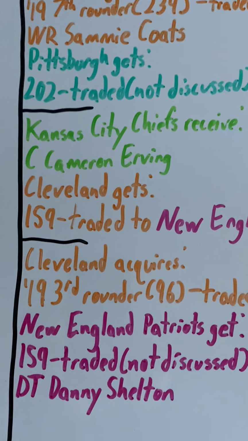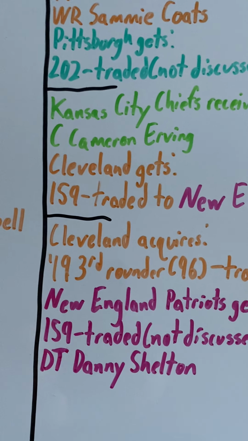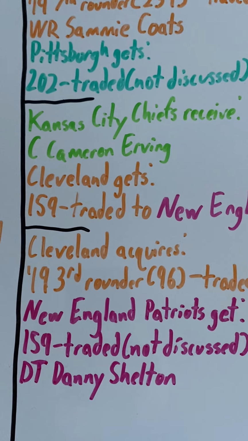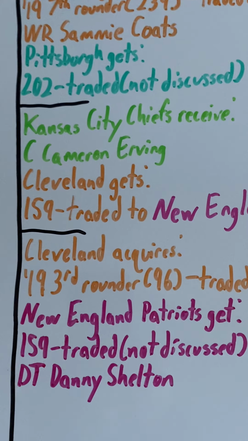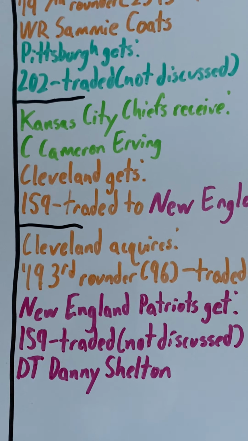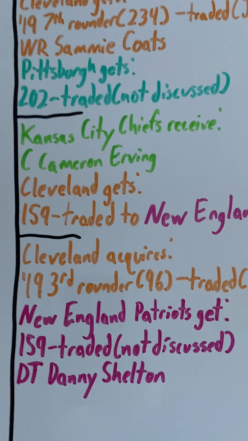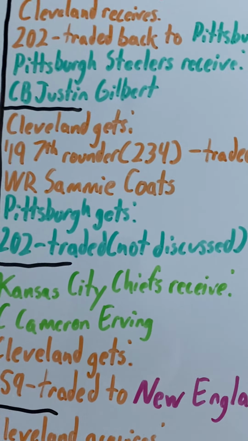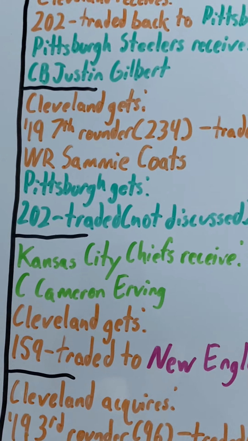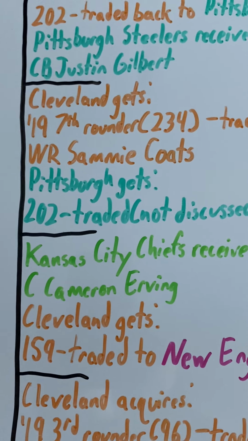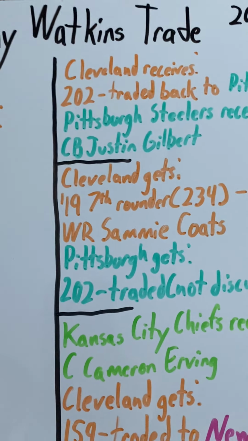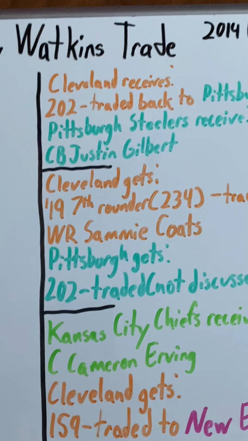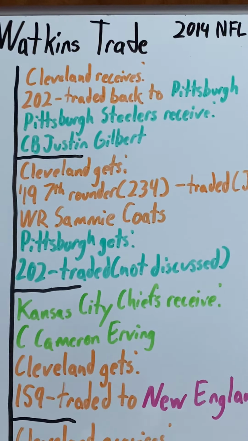With Cameron Erving and the Kansas City Chiefs, he was a reserve lineman for 3 years, starting 25 games before being cut. So again, Kansas City got a decent player out of a 5th-round pick. Now, Pittsburgh traded away the 202nd pick. Yes, the one that they traded to Cleveland, then traded to get back, they would end up shipping it away again. So their grade resolves on Justin Gilbert, and Gilbert was just a special teamer for a single season before being cut by the team.